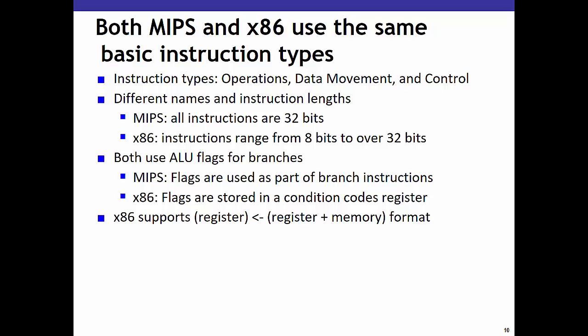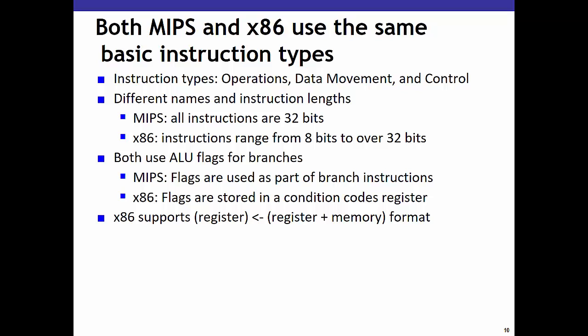In contrast, x86 instructions can vary in length from 8 bits up to over 32 bits. This makes instruction decoding a little bit more complicated, but it can make instructions more powerful. For example, a jump instruction in x86 can encode the entire address that we want to jump to, and doesn't have to rely on fabrication like the MIPS instruction does.